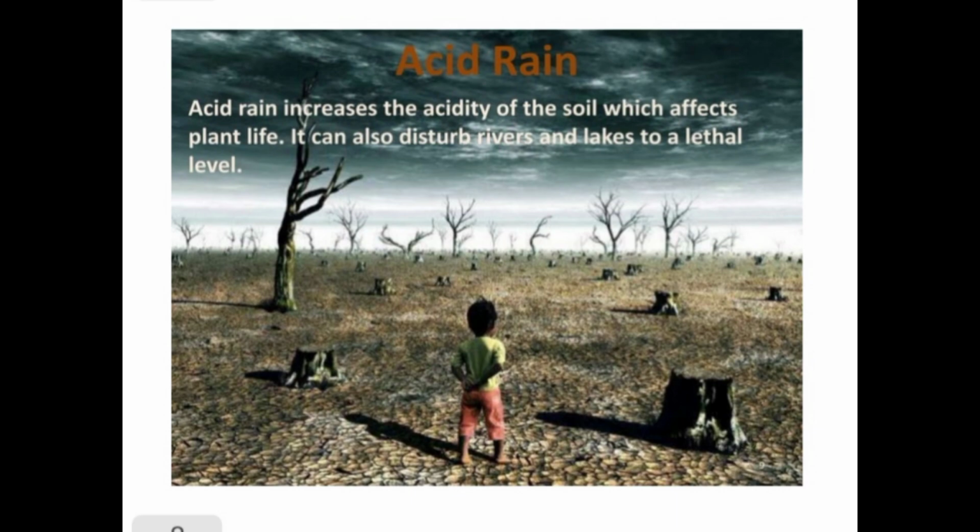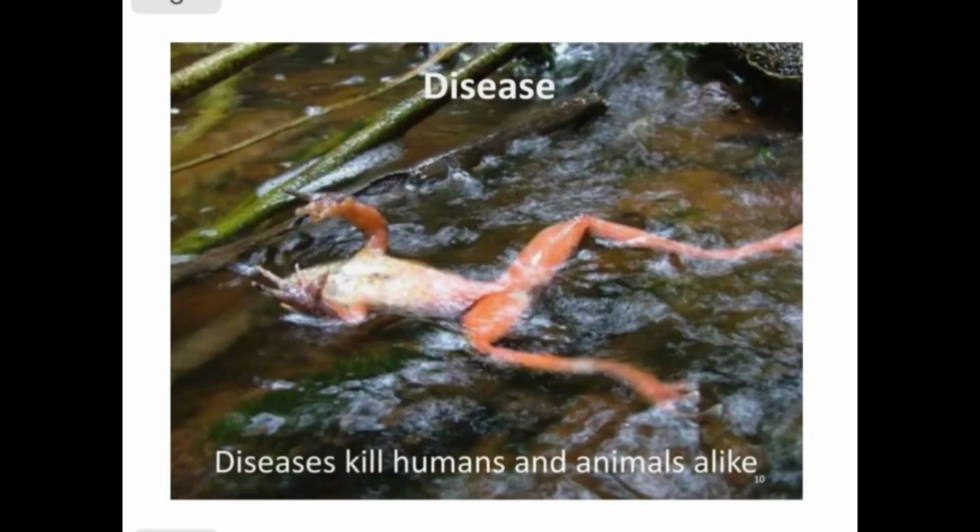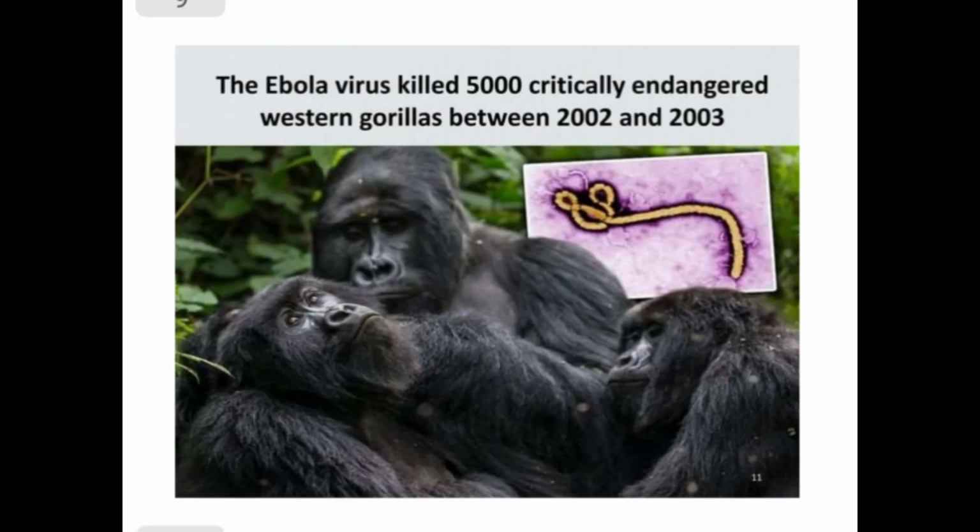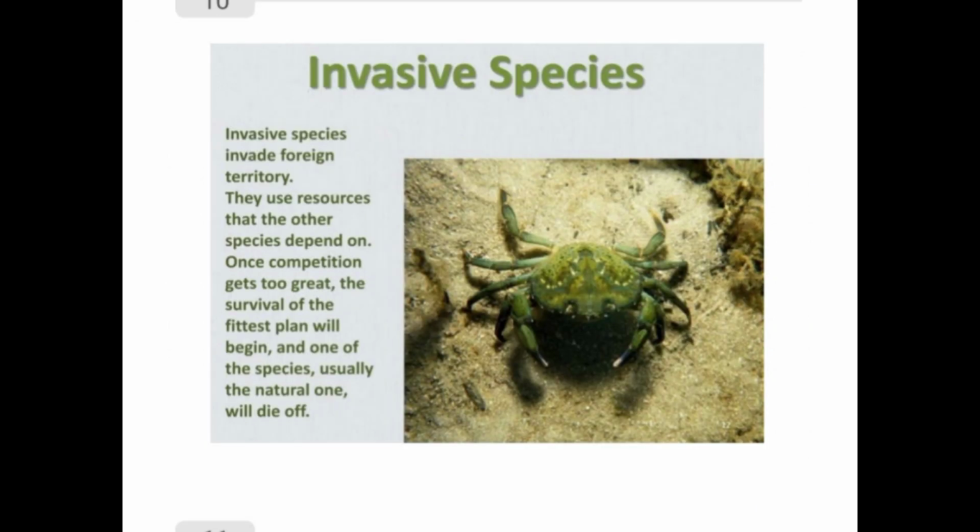Acid rain increases the acidity of soil, which can affect both plant and animal life. It can also disturb the rivers and lakes to a lethal level. Diseases. Diseases kill human and animal alike. The Ebola virus killed 5,000 critically endangered western gorillas between 2002 and 2003.